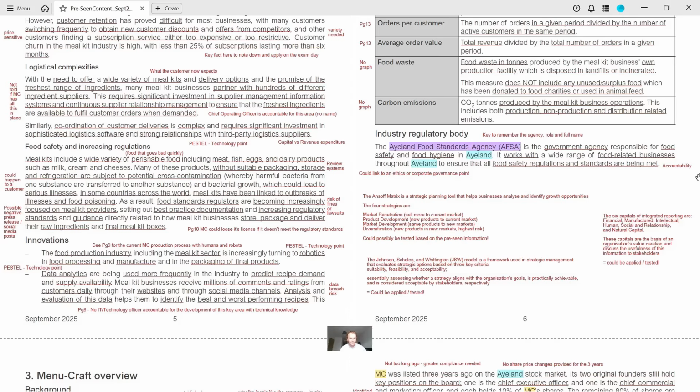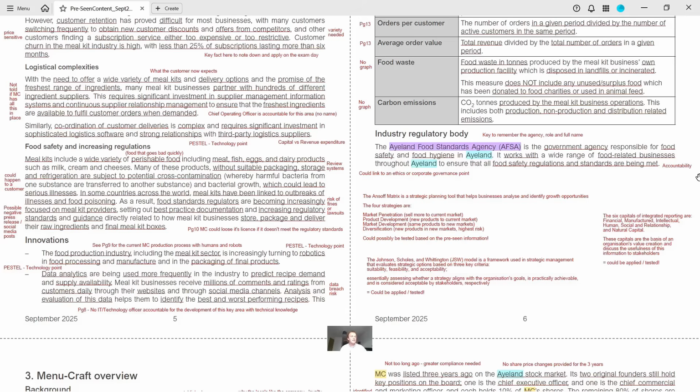We now come on to innovations, and this is all about the food production industry, including the meal kit sector, increasingly turning to robotics in food processing, manufacturing and in the packaging of final products. So again, from a social aspect of a PESTLE analysis, that is going to require fewer people to be part of the process. It may end up laying people off. Then we're told data analytics are also being used more frequently in the industry to predict recipe demands for supply availability of goods.